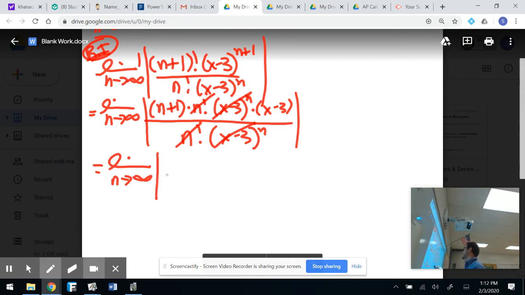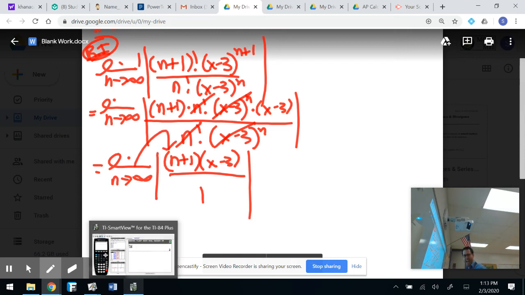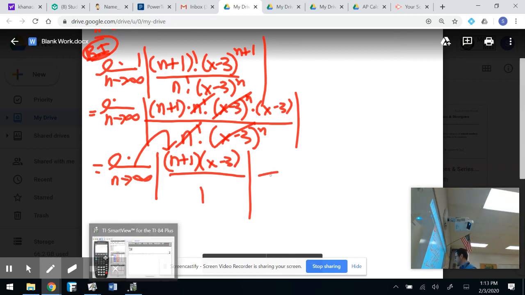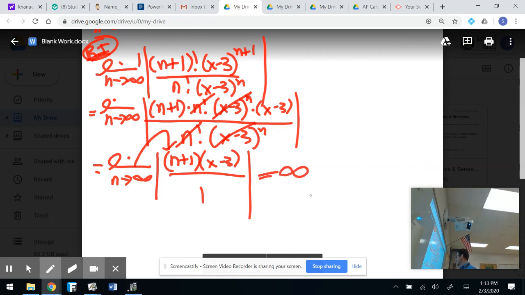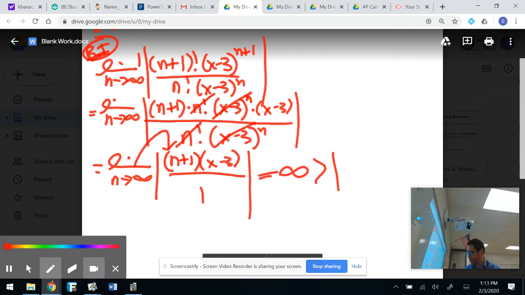All right, absolute value. Ooh, I get n plus 1. And I get x minus 3. And then there's what? Nothing in the bottom. You plug infinity in there. X minus 3 is just some constant. Infinity times a constant is equal to infinity. That is greater than 1. That means it diverges. What the heck does it mean it diverges? Let's write my conclusion.